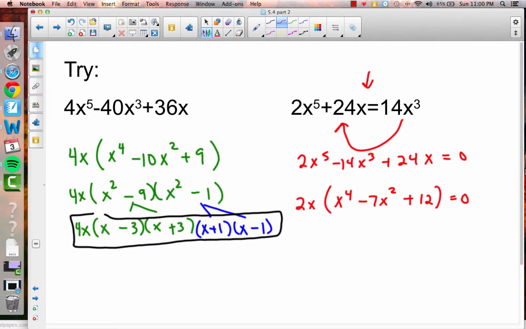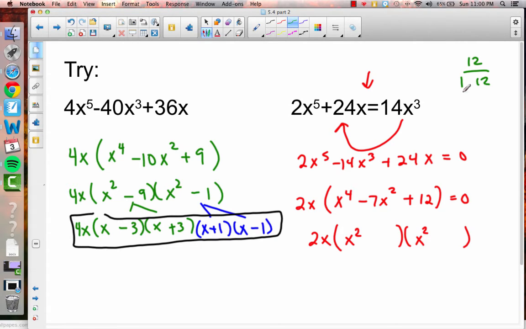Okay, and then the one over here on the right, I took out a 2x once I moved the 14x cubed over. And notice I put the x cubed in order from highest exponent down to least. That makes it a lot easier. And now I can go ahead and factor what's in my parentheses here. So I leave the 2x, and same thing as on the left, I have my two parentheses, and I have x squared and x squared. And I want factors of 12 that can get me a 7.